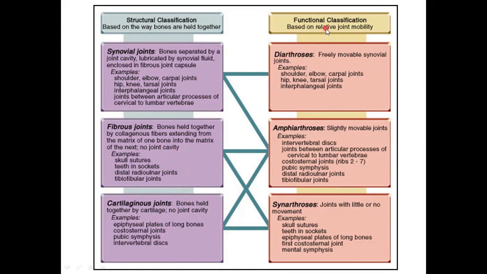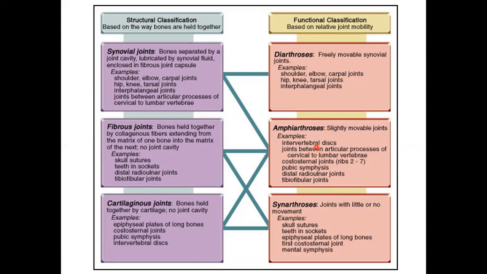Now, the functional classification is based on relative joint mobility. These include diarthrosis, amphiarthrosis, and synarthrosis. The diarthroses are freely movable synovial joints. Examples include shoulder, elbow, carpal joints, hip, knee, tarsal, and interphalangeal joints.